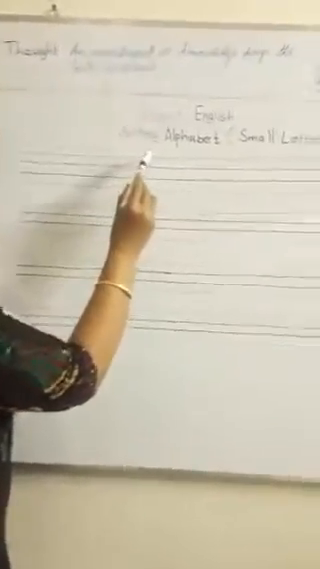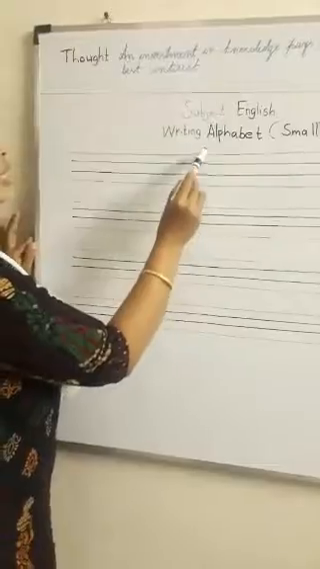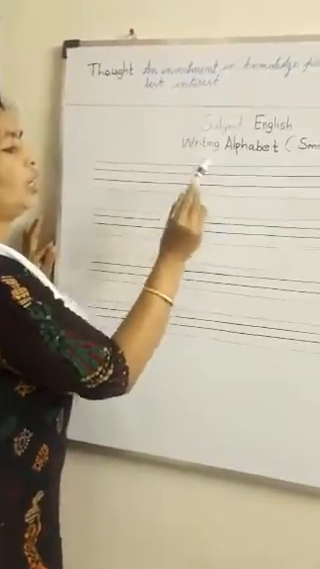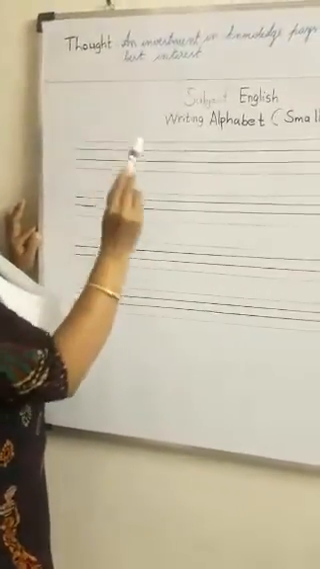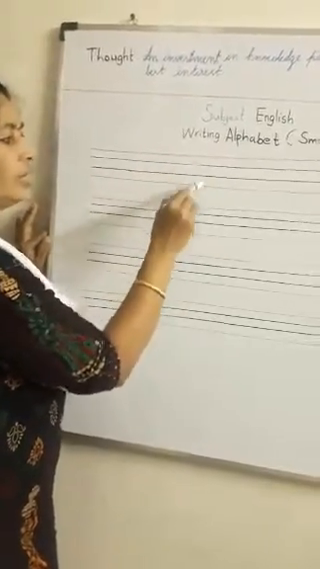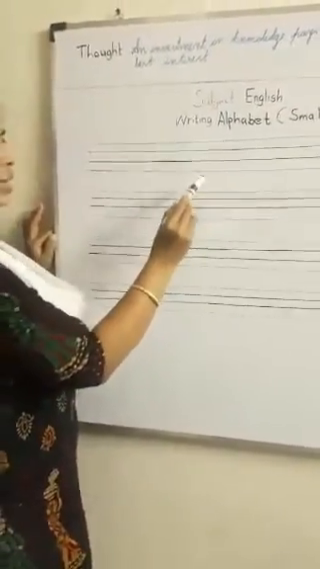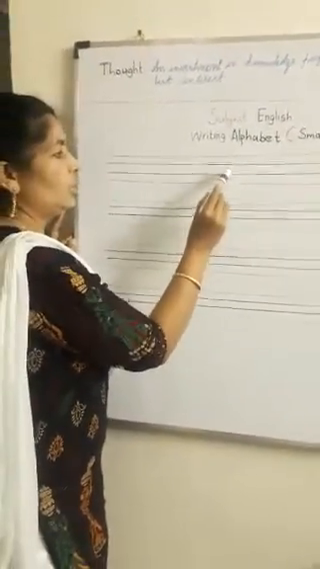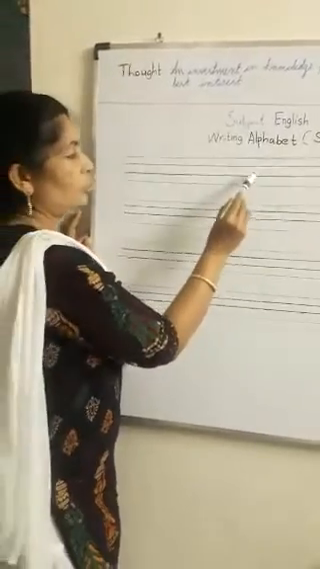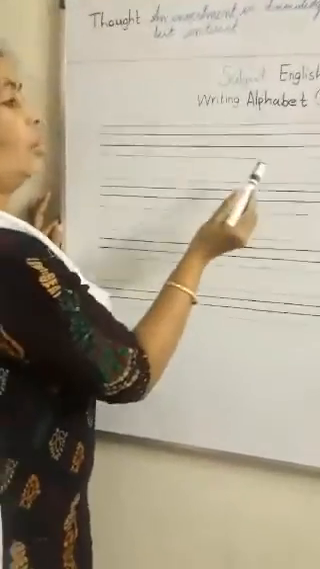Look students, here on the blackboard we can see 4 lines. In our previous class we learned capital letters, so we used only 3 lines. Now we are going to learn small letters. For small letters we use all the 4 lines. Okay students? Okay, see.